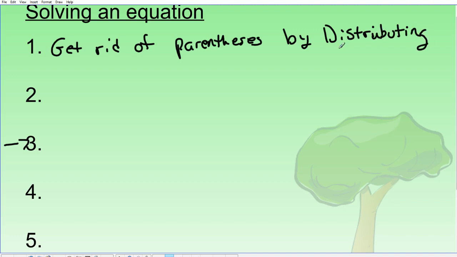That's a U, not an I. By distributing. So we get rid of our parentheses by distributing. That's the first thing we're going to do. After you distribute, your parentheses will be gone.